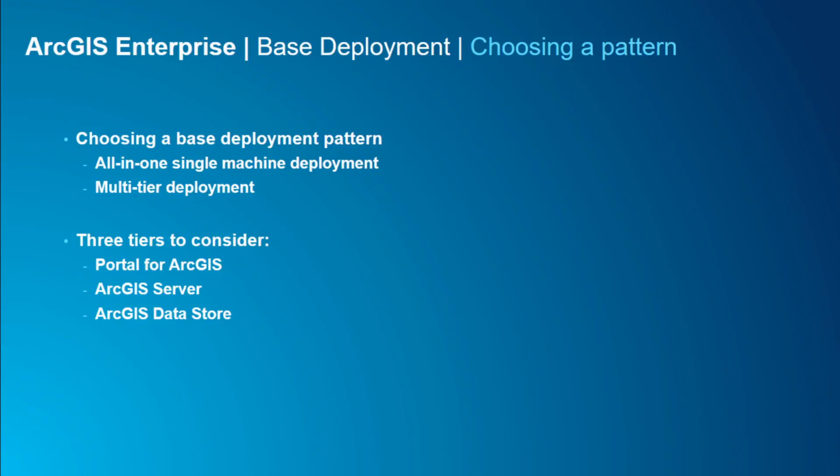What you do need to make a choice of, no matter what environment you're running within, is do I want everything on a single machine? That's simple. Or do I want a multi-tiered deployment? Do I install my portal on one machine, my server on a second machine, my data stores on a third machine, or maybe a fourth machine? How many machines do you have? How many machines do you want? How many do I need? That's choice number one for the base deployment.